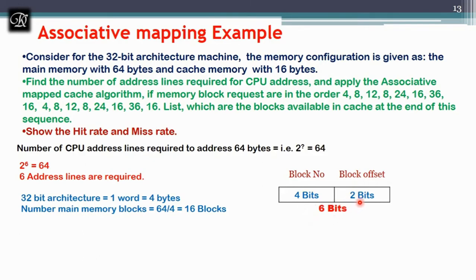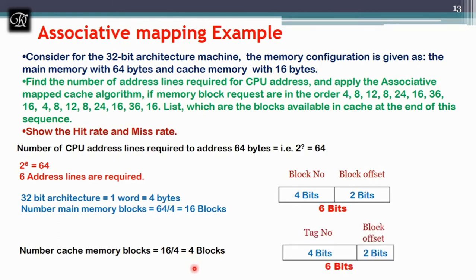One is the block offset, and the other is the block number. The block offset is going to have 2 bits, where the 4 bytes will be addressed, and the block number is going to have 4 bits, which gives the 16 blocks. Similarly, when it comes to cache, we are going to have 16 divided by 4, that is 4 blocks. 16 is the cache size and 4 is the word size, and divided by 4, I will get 4 blocks.